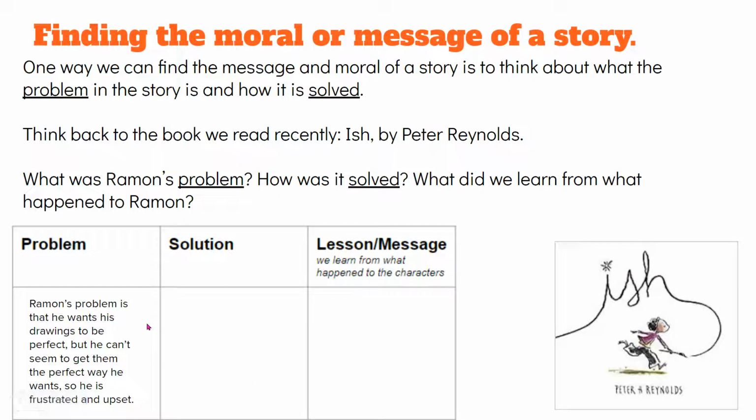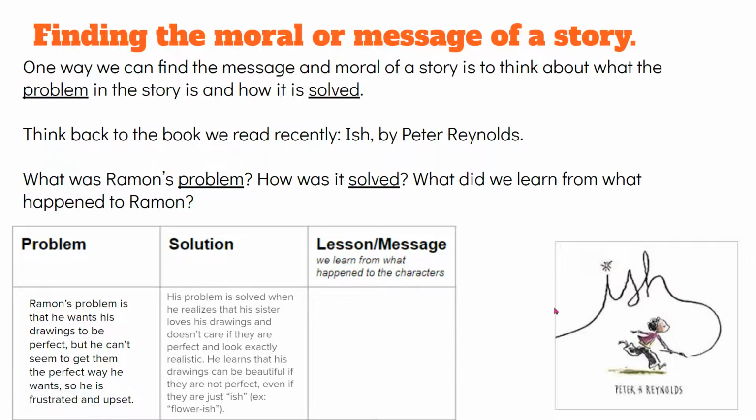His problem was that he wanted his drawings to be perfect, but he can't seem to get them the perfect way he wants, so he's frustrated and upset. The solution was, his problem is solved when he realizes that his sister loves his drawings and doesn't care if they're perfect and look exactly realistic.